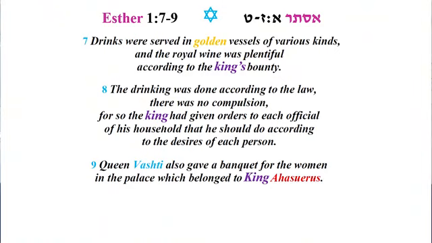Verse 7, drinks were served in golden vessels of various kinds, and the royal wine was plentiful, according to the king's bounty. The drinking was done according to the law. There was no compulsion, for so the king had given orders to each official of his household that he should do according to the desires of each person. Queen Vashti also gave a banquet for the women in the palace which belonged to King Ahasuerus. Okay, notice there's a third banquet going on. Queen Vashti is having her own little banquet over here. Okay, keep that in mind.